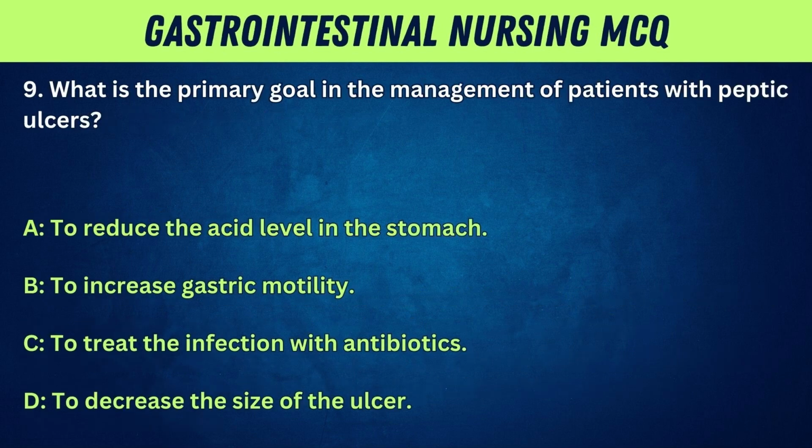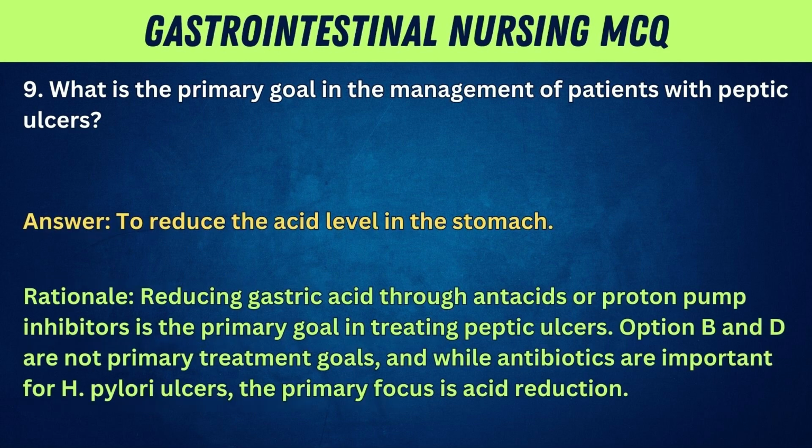9. What is the primary goal in the management of patients with peptic ulcers? A. To reduce the acid level in the stomach. B. To increase gastric motility. C. To treat the infection with antibiotics. D. To decrease the size of the ulcer. Answer: to reduce the acid level in the stomach.